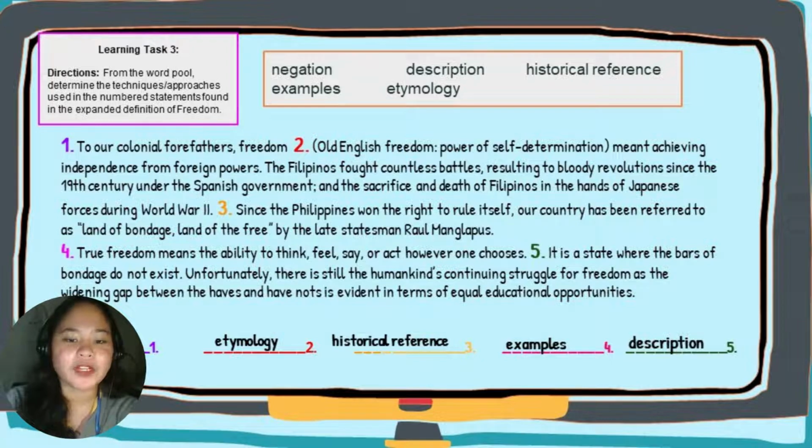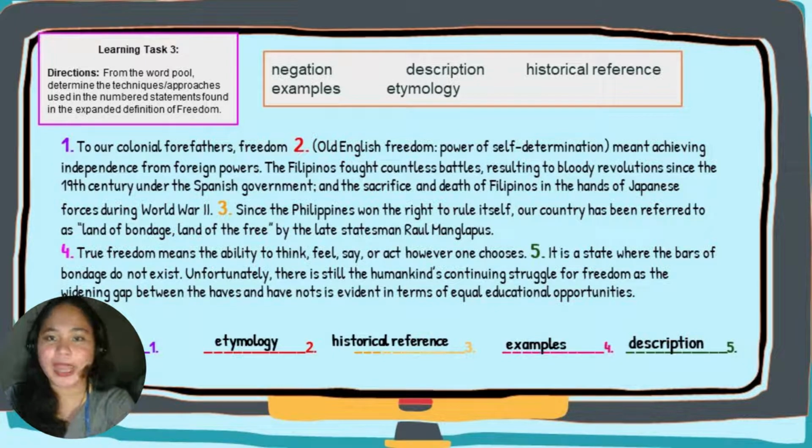Great job. Okay, for the number 4, true freedom means the ability to think, feel, say, or act however one chooses. Okay, so we have great. So this one is examples, because in order for you to understand freedom more, there are examples provided, such as think, feel, say, or act.